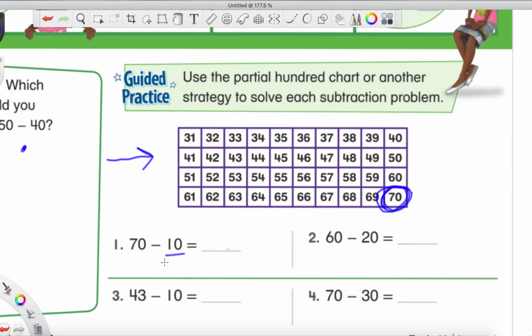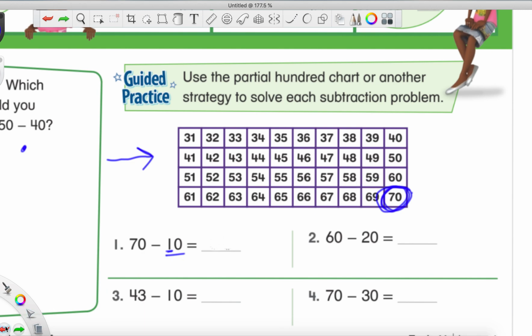Now, there's a few ways you can look at it. You can either count by tens, or you can look at this tens place number, see that there's a 1, and you just take one jump. That's a little trick that I use all the time. So there's a 1 in the tens place, so I take one jump, and I land on 60.